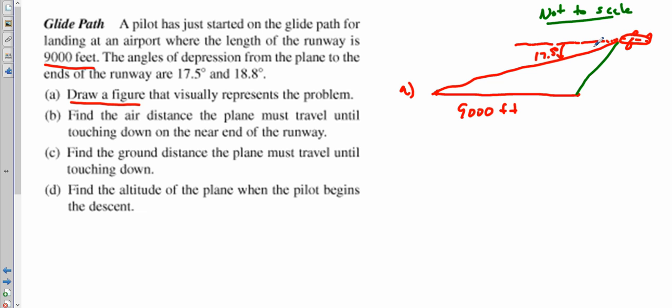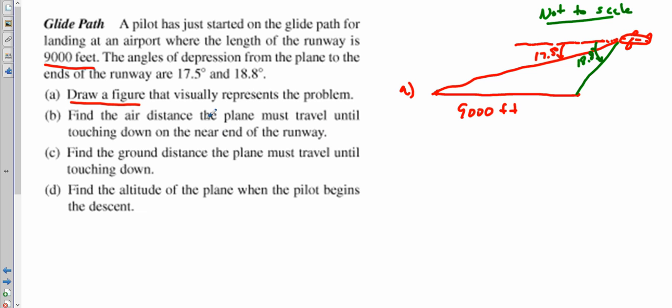But we have another angle of depression at the other end of the runway, which is right here, which it says is 18.8 degrees. So make sure whenever you're doing angles of depression, you draw out your horizontal, and they have to come down from there. So we have this 17.5 and 18.8, and we have 9,000 right there. Now what we're going to do is find the air distance the plane must travel until touching down on the near end of the runway.